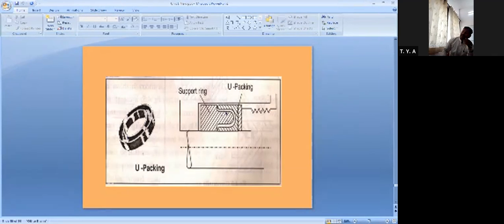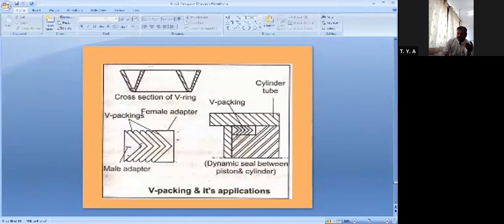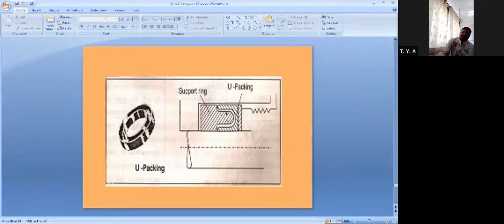These U packings are also applied individually, not in a stack like your V packing. U packing you can apply individually. Getting it? So this is about the U packing.